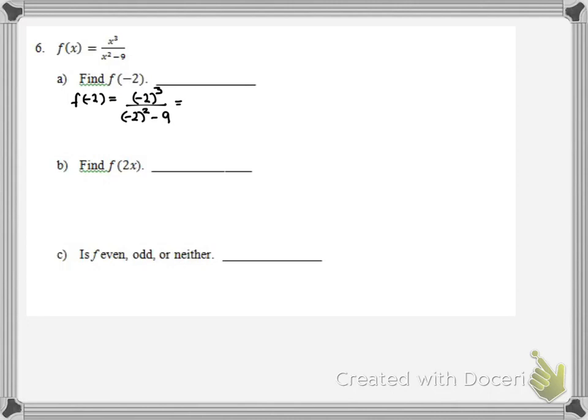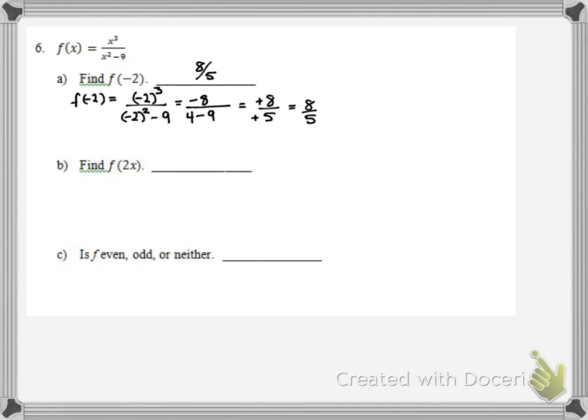When I cube -2, -2 times -2 is +4. +4 times -2 is -8. When I square -2, -2 times -2 is +4. So what I'm ending up with here is -8 over -5. And we would always want to simplify our answers, so the simplified answer is +8/5.